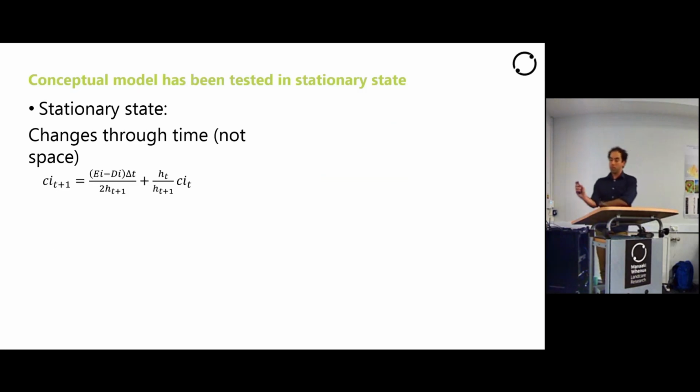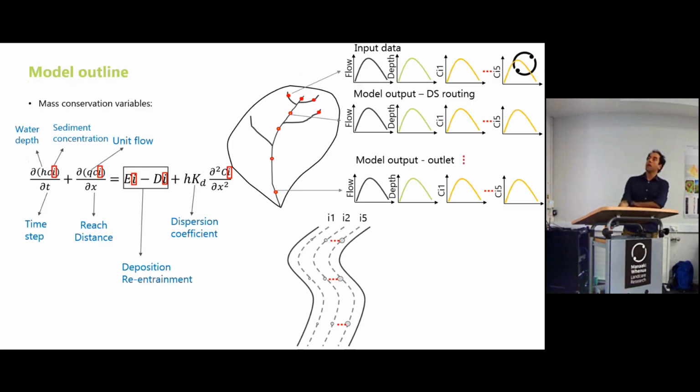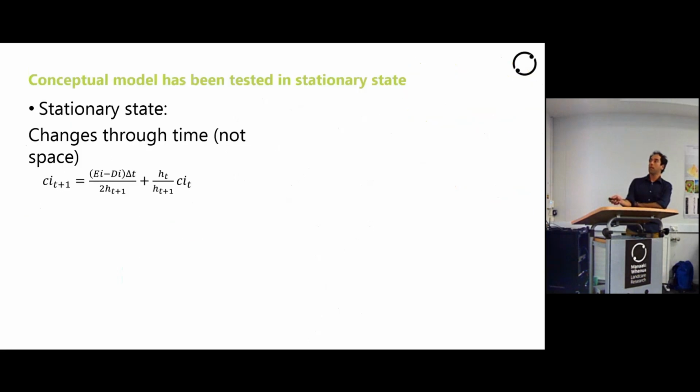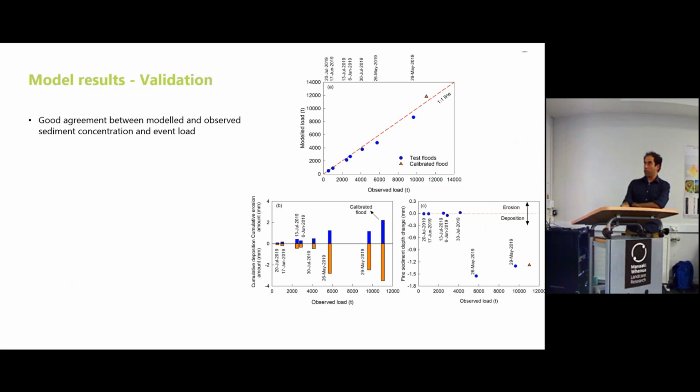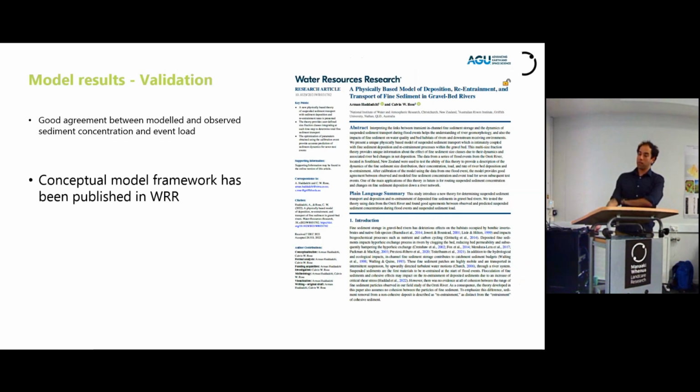So to test the model, we first tested it as a stationary state, basically removed the distance from the model and just ran it on Oreti River data for one study site to see how the conceptual model framework works, by calibrating the load data in the model. And we found that the model was very strong in calculating load as stationary. The results were published in WRL last year, the conceptual framework.